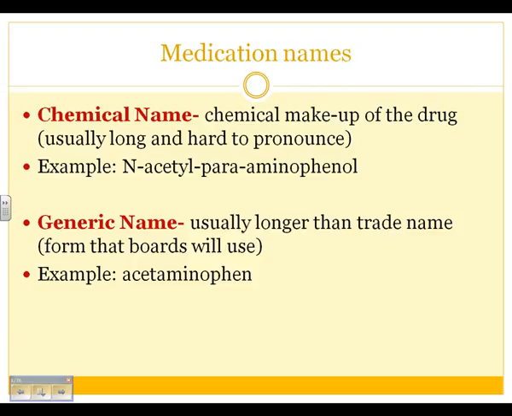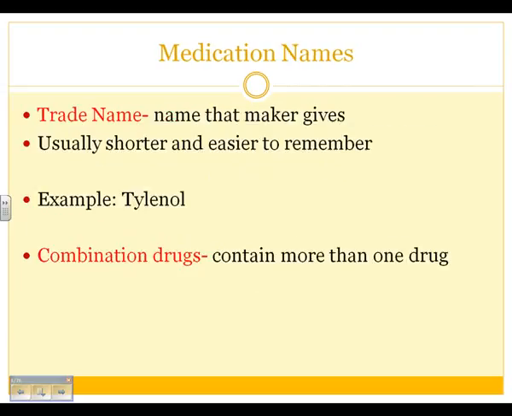So boards is supposed to use generic name. For my test, I will put trade and generic, because sometimes I use the trade name for drugs and sometimes I use the generic. It's just whichever one sticks in my mind. The trade name is usually shorter and easier to remember. Why do you think that is?